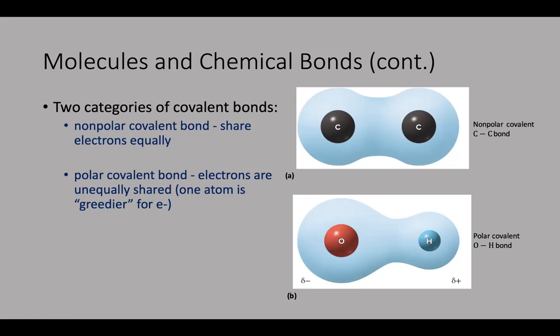If you have 2 elements that are the same, 2 carbons, for instance, one isn't pulling more strongly on the electrons than another one because they're exactly the same. So that's going to be non-polar. That means they don't have any charge. They're sharing the electrons totally equally. So equal sharing of electrons in a nonpolar, unequal sharing of electrons in a polar covalent bond.